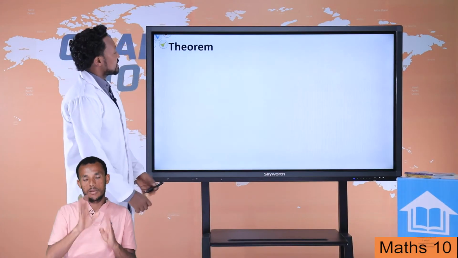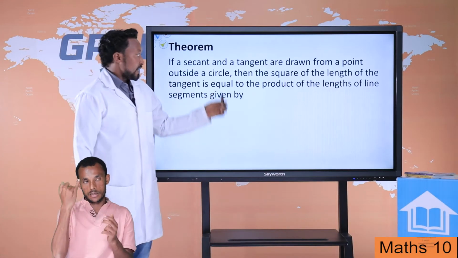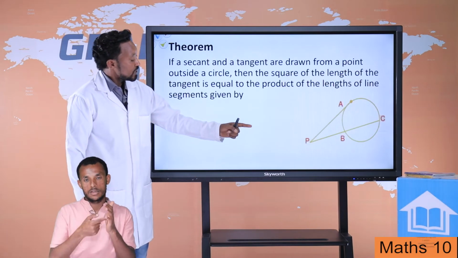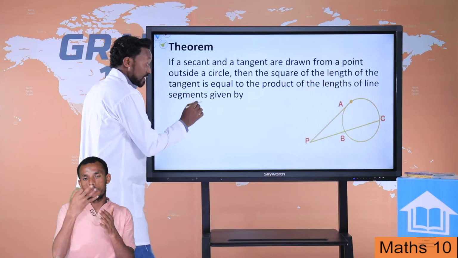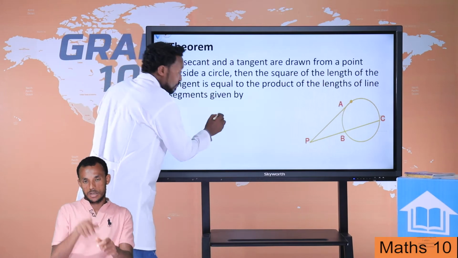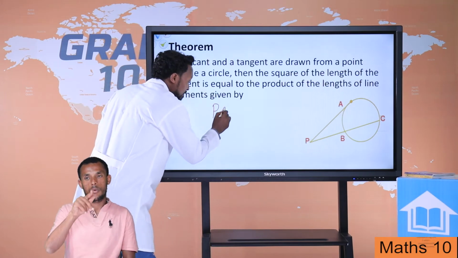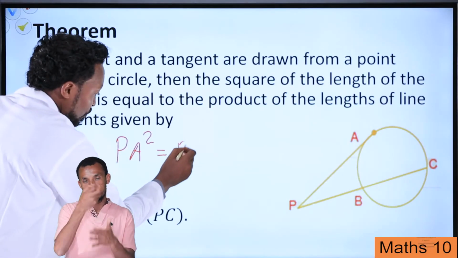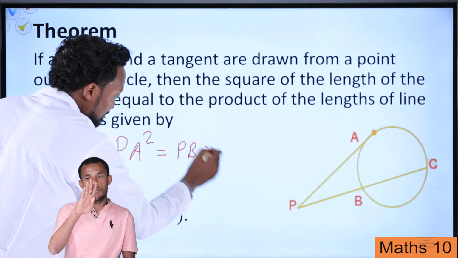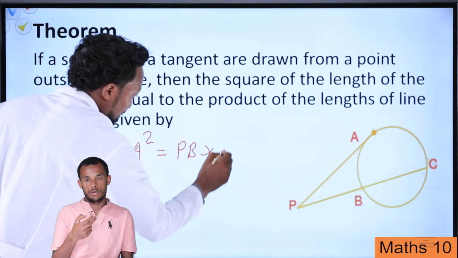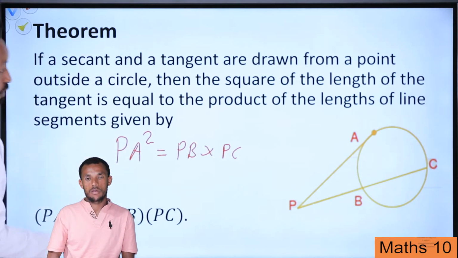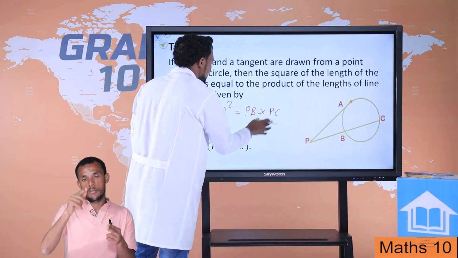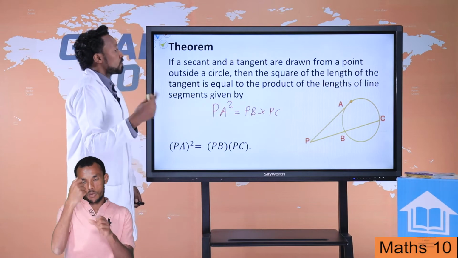Let me see the third theorem here. If a secant and a tangent are drawn from a point outside the circle, with A the point of tangency, this is the distance. What is the distance? It is given by PA: the distance PA squared is the same as the product of PB times PC. You can see the proof in your textbook.